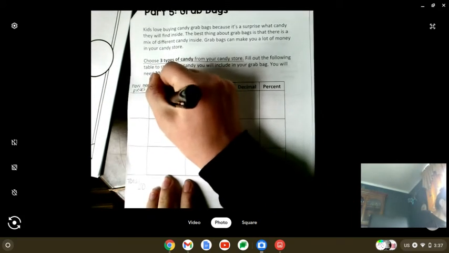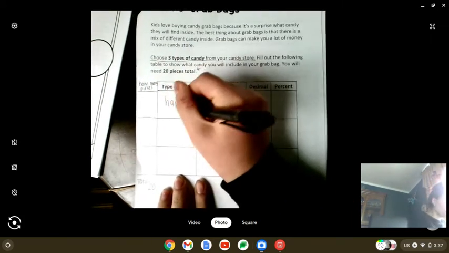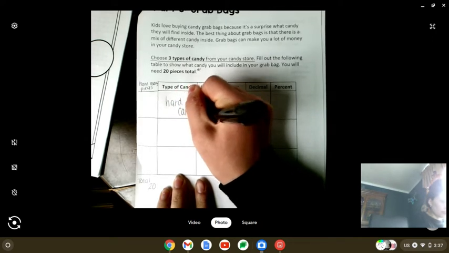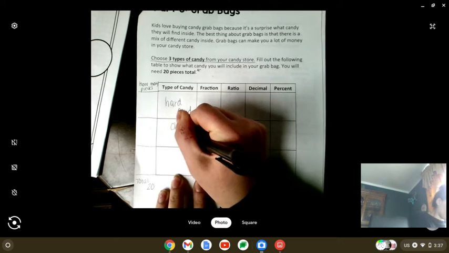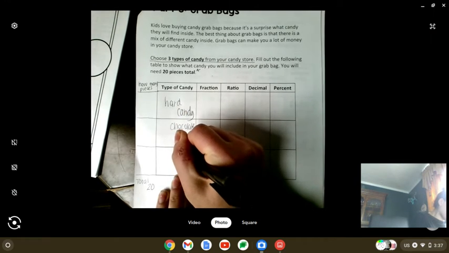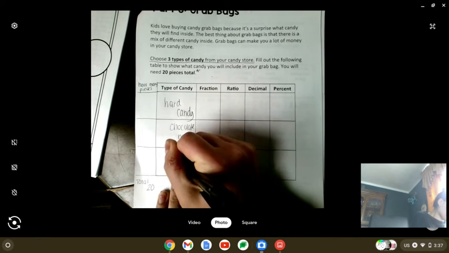So I want you to decide on your 3 types. Ms. Sharp is going to use hard candy, chocolate bar, and gummy bears. So pause, decide on your 3 types, and come on back.